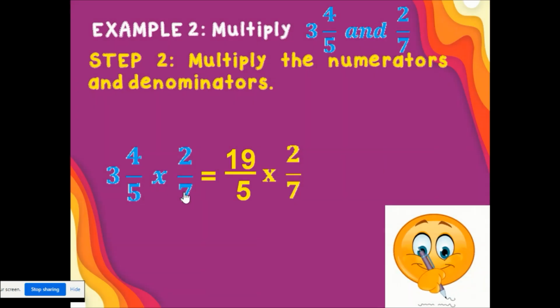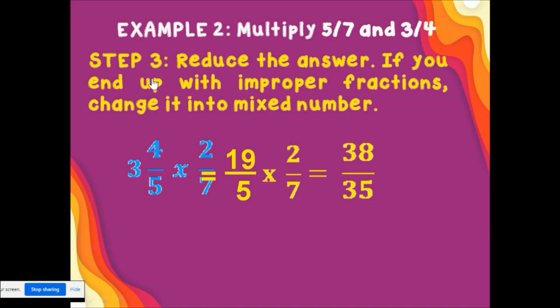Third step, multiply the numerator and denominator. Since we are done changing the mixed number into an improper fraction, let us multiply the numerator by numerator. So 19 times 2 is equal to 38. And then 5 times 7 is equal to 35. Now, it says here that if you end up with an improper fraction, change it into a mixed number. Since 38 over 35 is an improper fraction, let us change this into a mixed number.